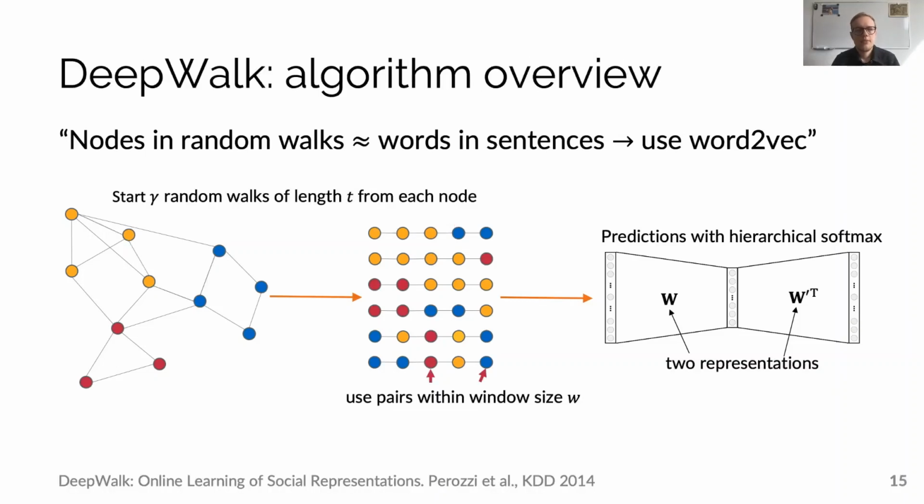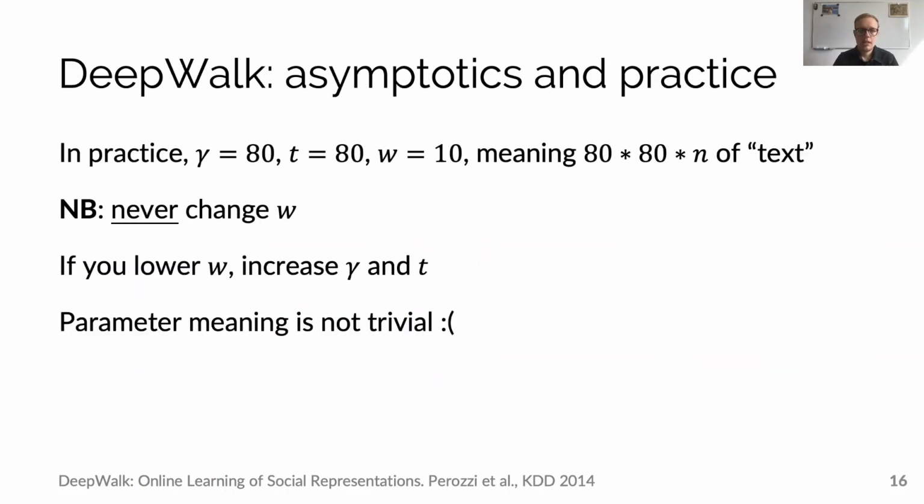So the first algorithm, as I said, was DeepWalk, in KDD 2014 by Bryan. The very idea that started the whole subfield is that nodes in random walks are approximately words in sentences. So basically we generate a corpus of random walks. We start gamma random walks of length t from each node, and then we simply use the pairs within some fixed window size W. In practice, we start 80 random walks from each node, of length 80, so these are actually quite long, and use a window size of 10.